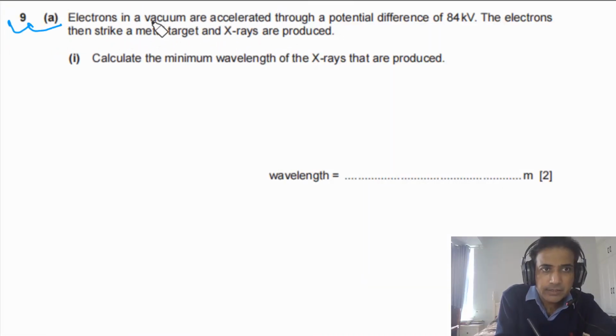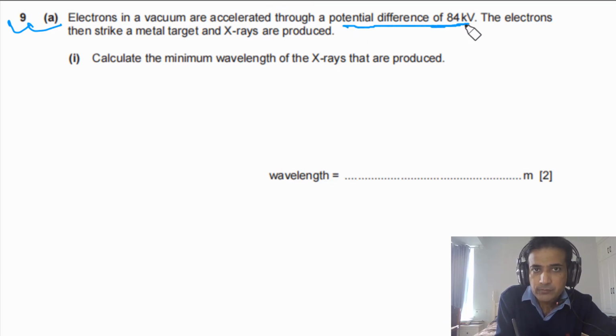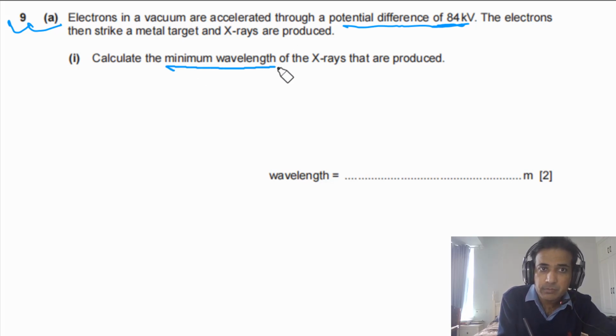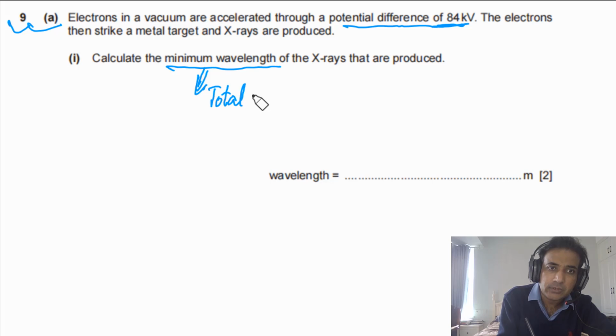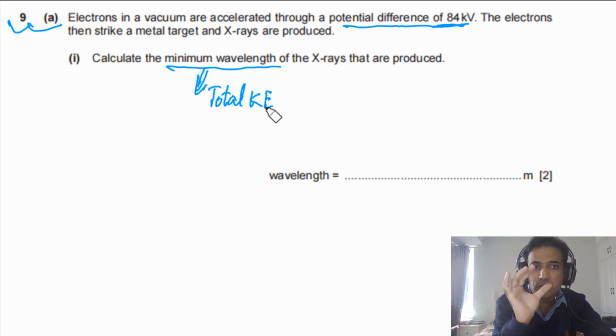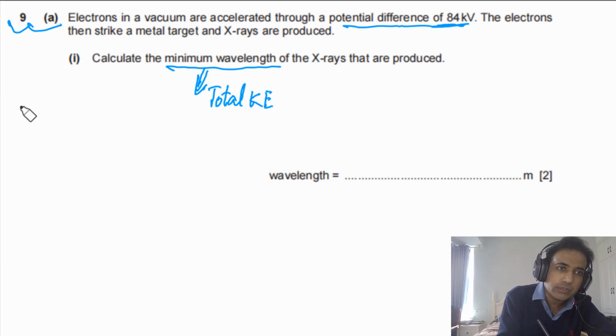Question 9, part A says, electrons in a vacuum are accelerated through a potential difference of 84 kilovolts. The electrons then strike a metal target and X-rays are produced. Calculate the minimum wavelength of the X-rays that are produced. Minimum wavelength means that the total kinetic energy has been converted into energy of an X-ray photon, and total kinetic energy is equal to the electrical energy. So simply you can start from here.